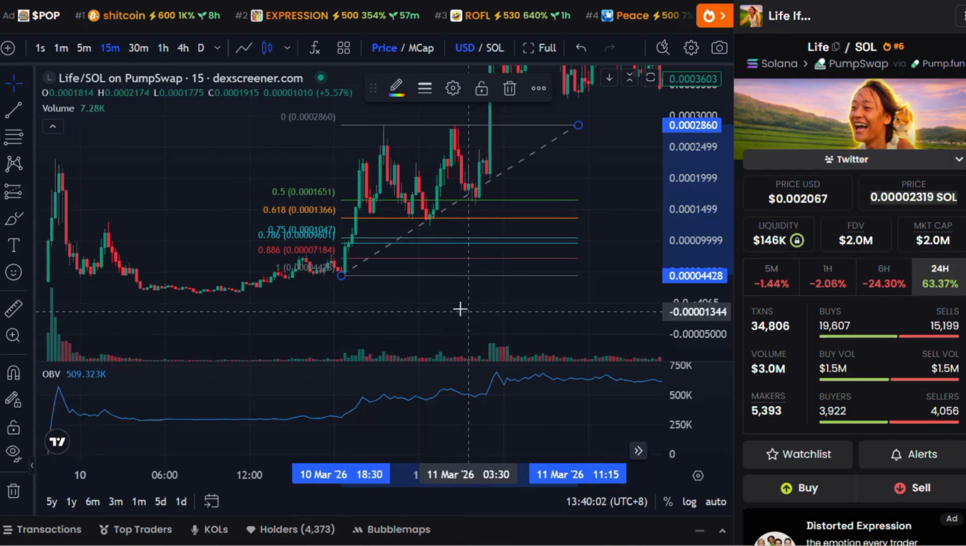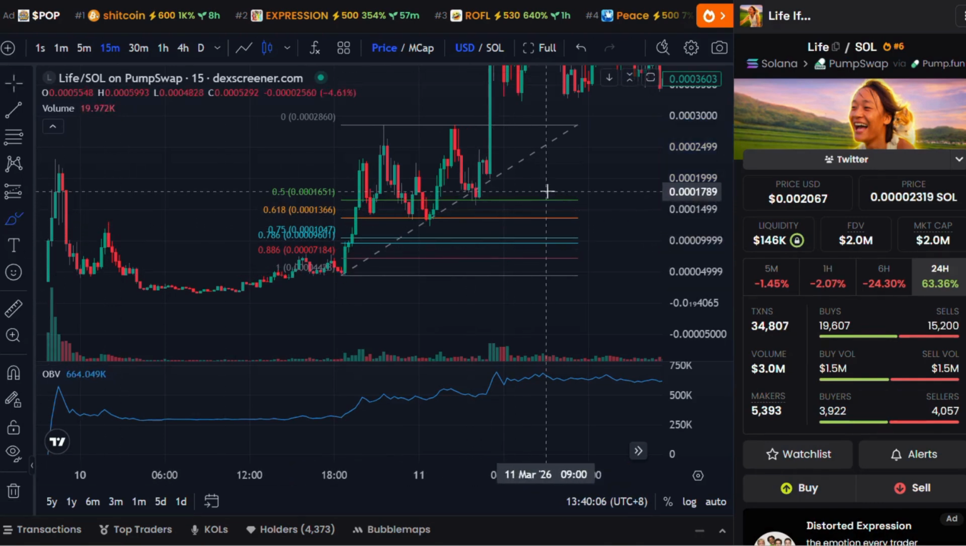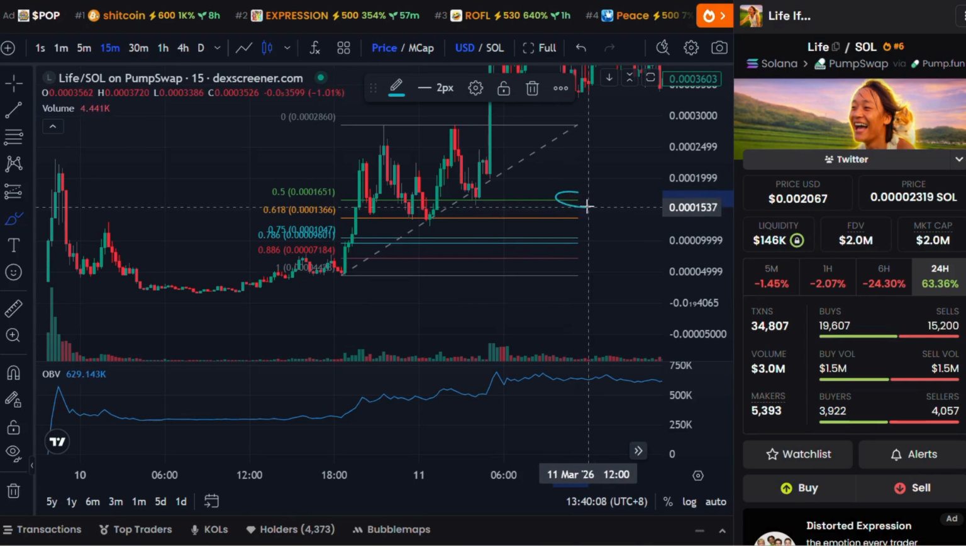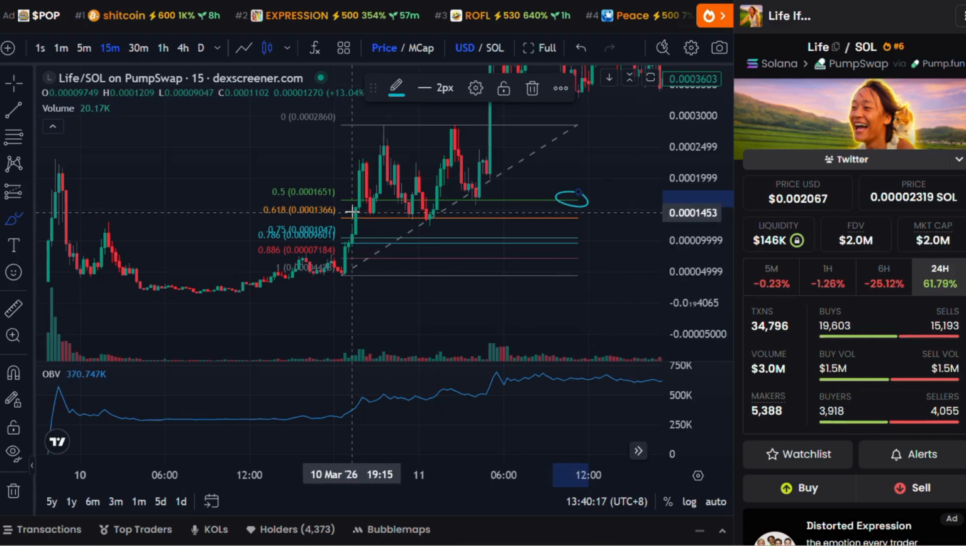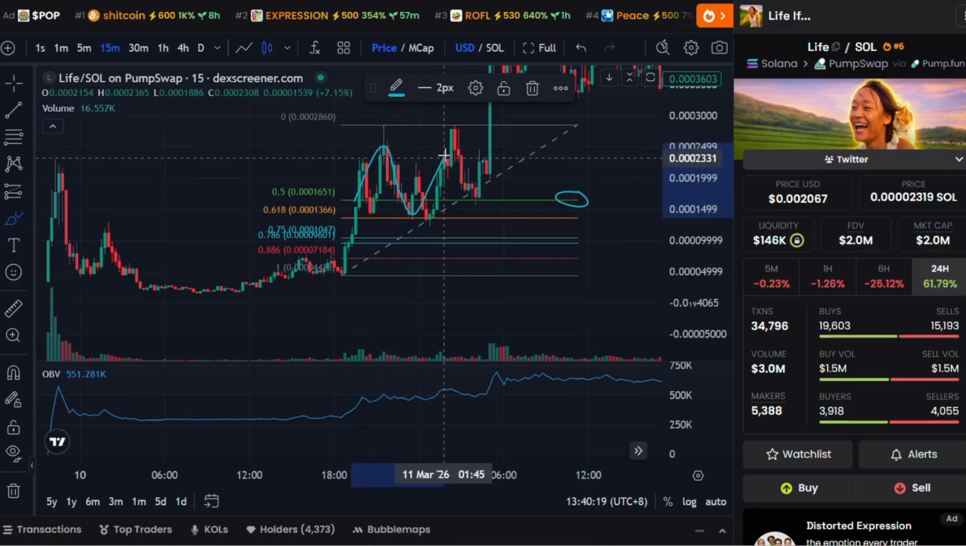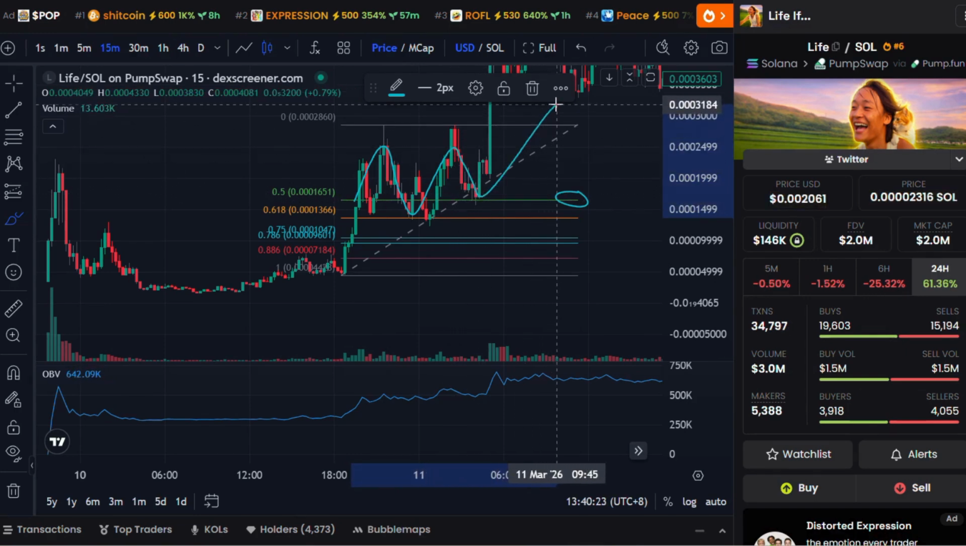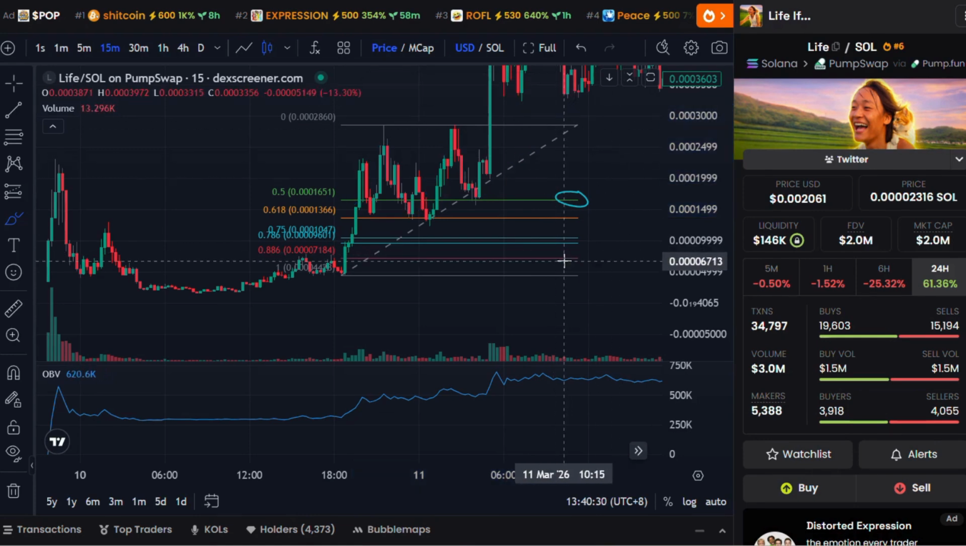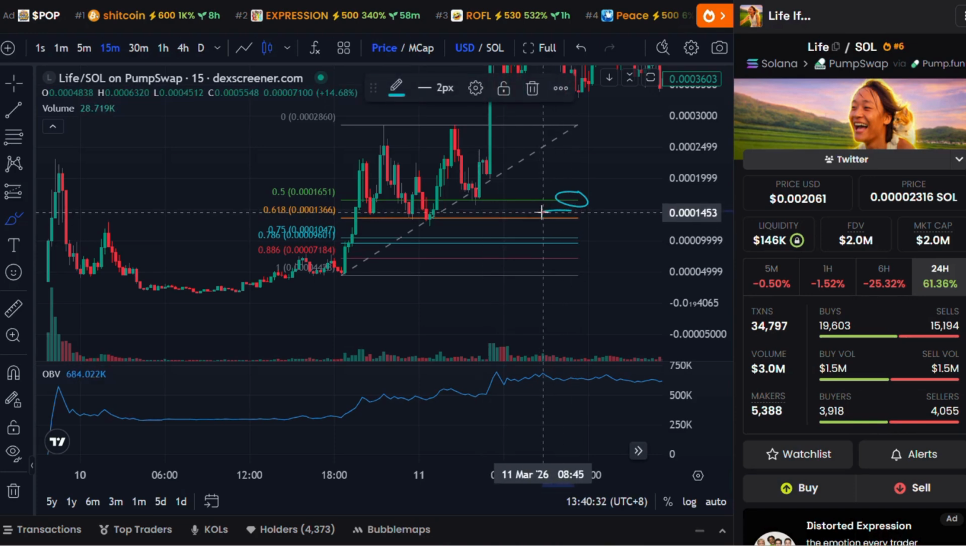The 0.5 level represents equilibrium. It is the midpoint of the previous move. At this point, the market begins asking an important question. Is the trend still strong enough to continue, or is momentum beginning to weaken? In the Life example, price begins stabilizing around this equilibrium zone. But the real confirmation appears when price approaches the 0.618 golden pocket.